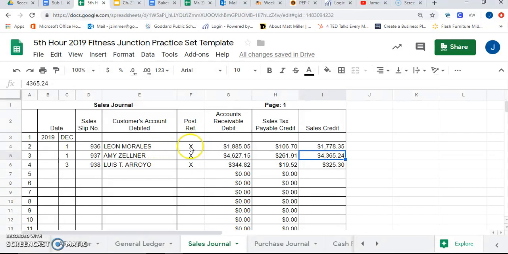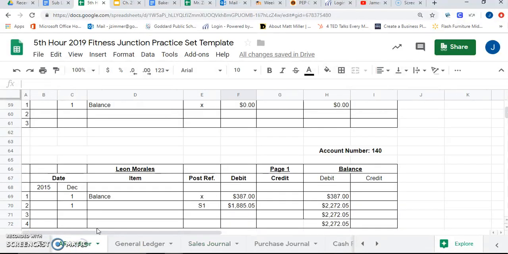Once you've done that, you can bring an X or his account number back here, and you can show that you have posted. So let's go to the accounts receivable ledger and look at that. Here it is. We're already at Leon Morales. It's December 1st, the second one here. It came from the sales journal, so we put S1. It was a debit, so we put it right here, 1885.05. And then the column total already gets added up because there's a formula put in, and it adds because you have two like parts.